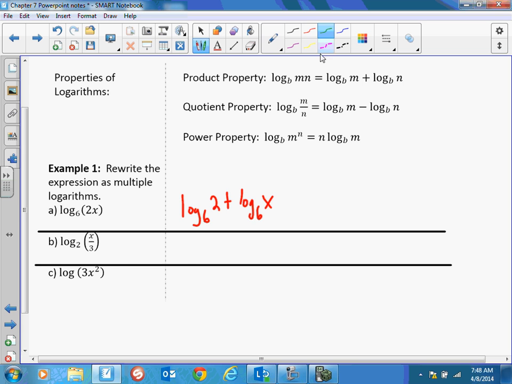Okay, the next one, are we dividing? So we'll subtract. So we could do log base 2 of x minus log base 2 of 3.